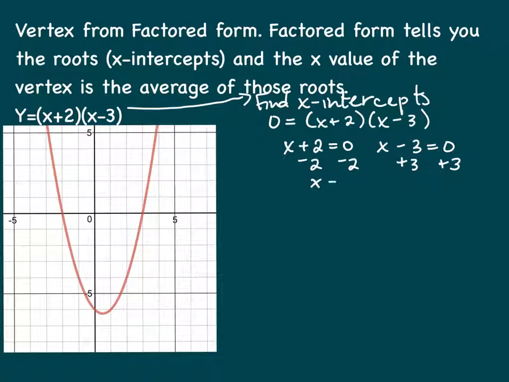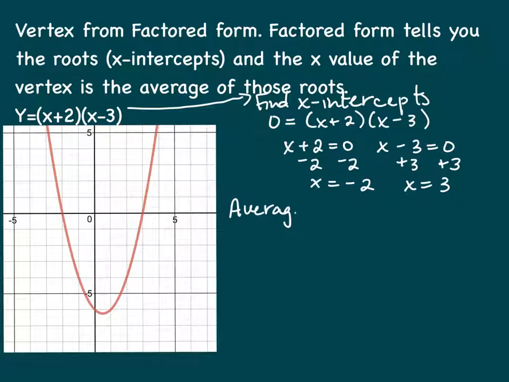So we have x-intercepts of negative 2 and positive 3. Now, because parabolas are symmetric, meaning they're exactly the same on both sides, the vertex is going to be exactly the middle of our two x-intercepts, so somewhere around there. So what we want to do is average the x-intercepts.